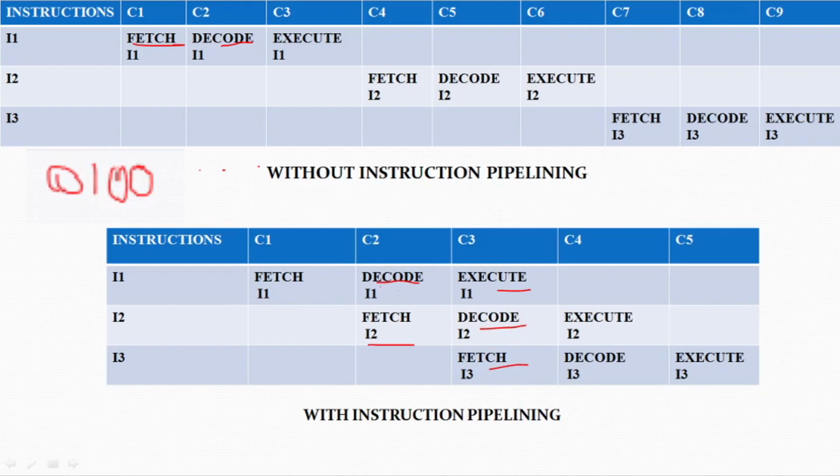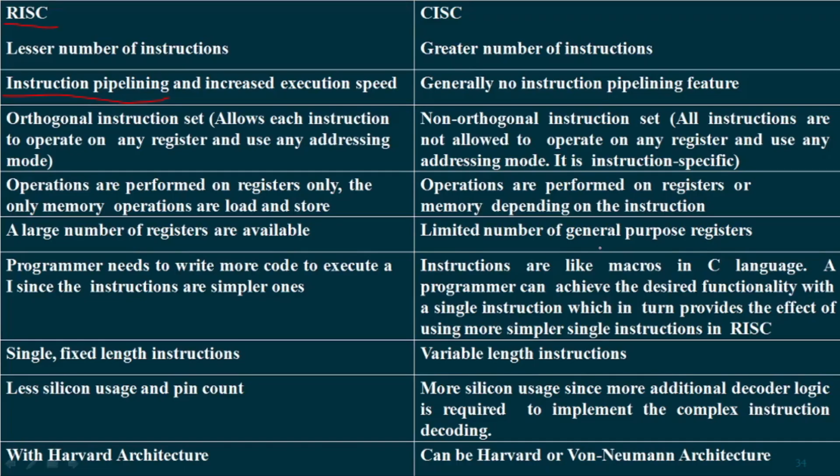Okay, so what will happen if you do this is that in the third clock cycle only you will start getting the output, because execution happens here, and here you will start getting the output of the second instruction and third instruction. So in every clock cycle you will start getting the output. Okay, so that is some basics about instruction pipelining. That feature is there in RISC, but it's not there in CISC.